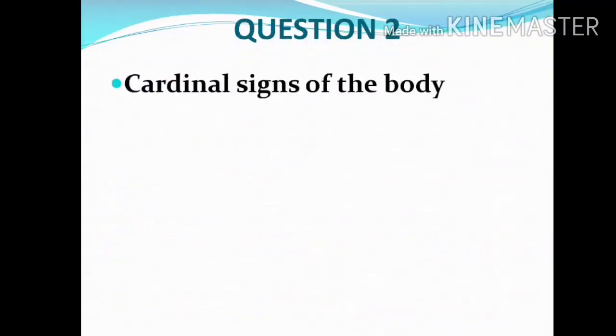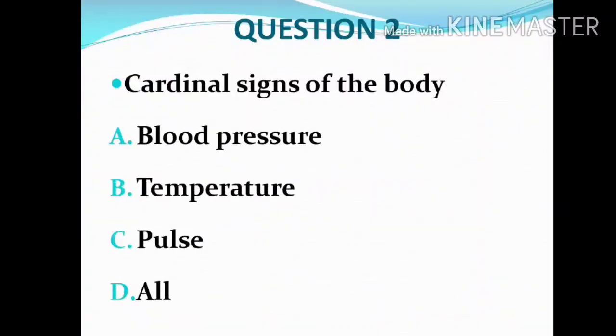Now move on to the second question. Cardinal signs of the body. Options: blood pressure, temperature, pulse, all. Here the answer is all. Vital signs are also known as cardinal signs and it include the temperature, pulse, respiration, blood pressure and oxygen saturation. So here the answer is all.